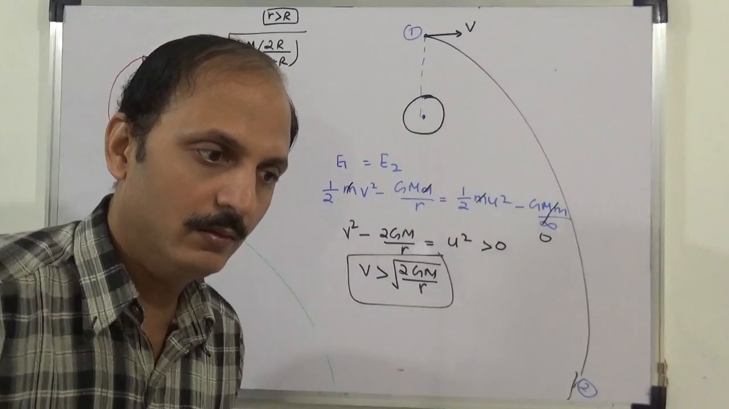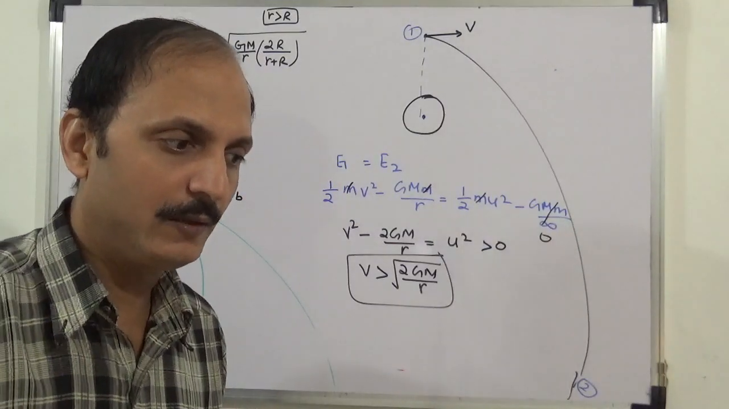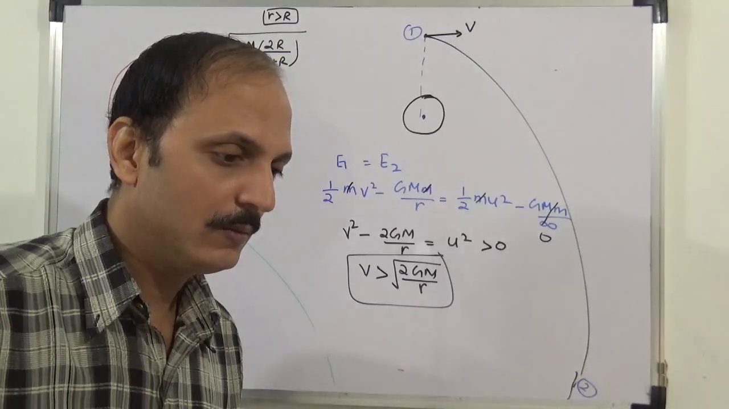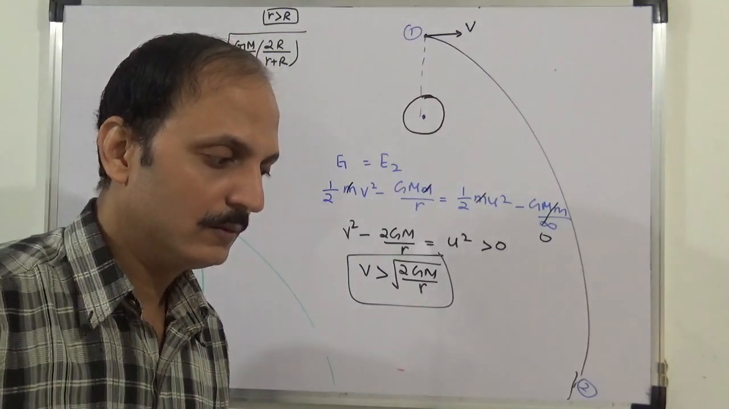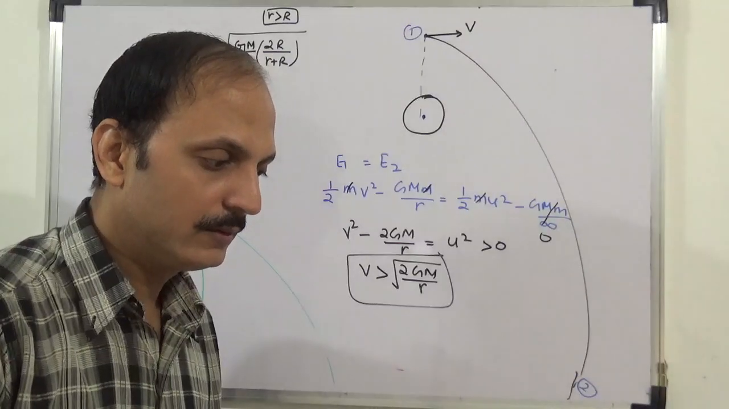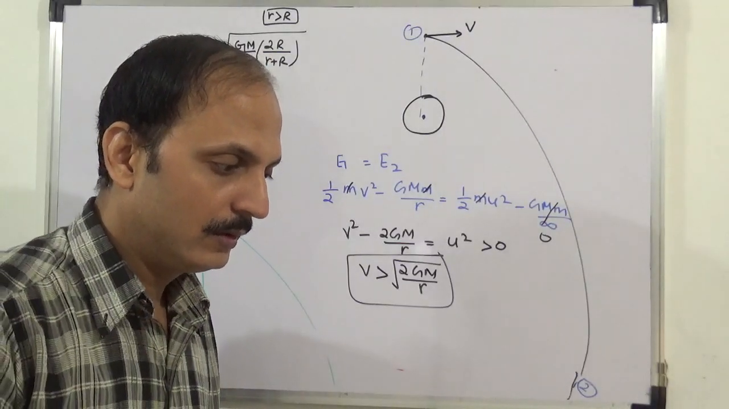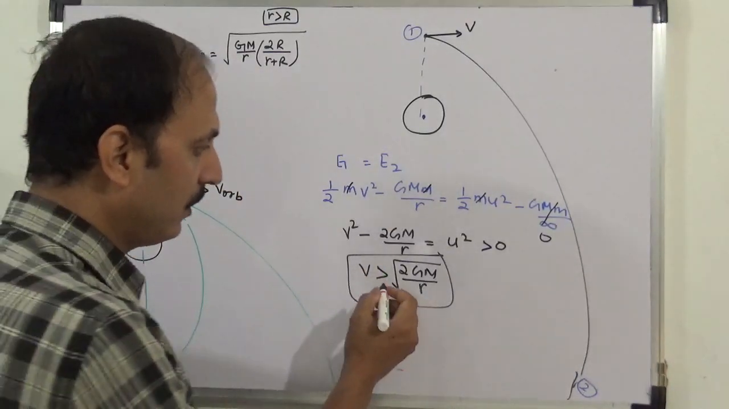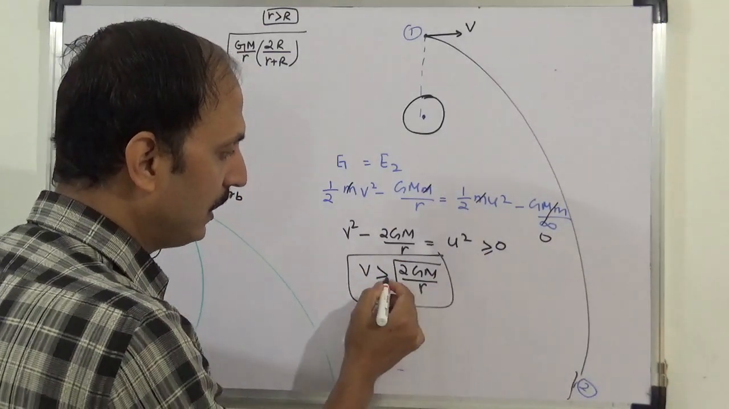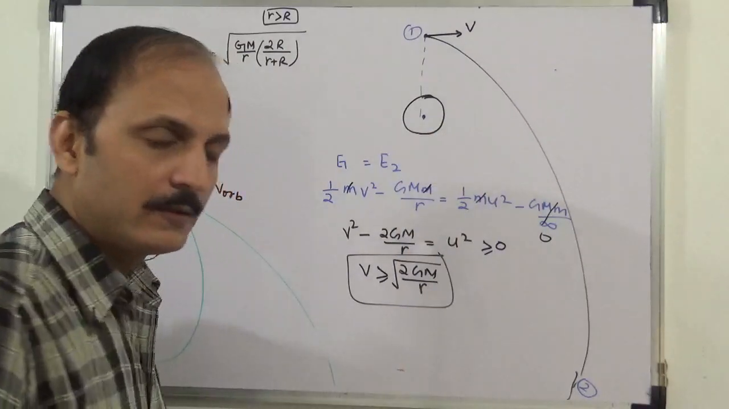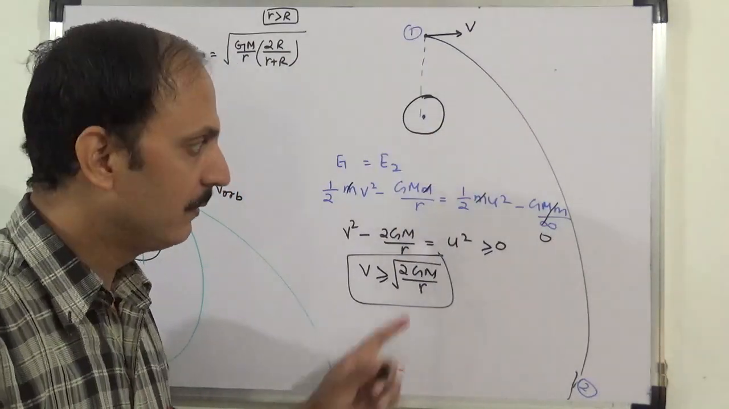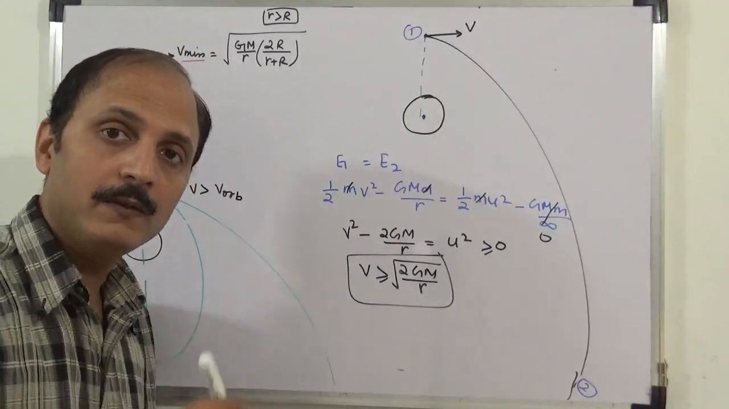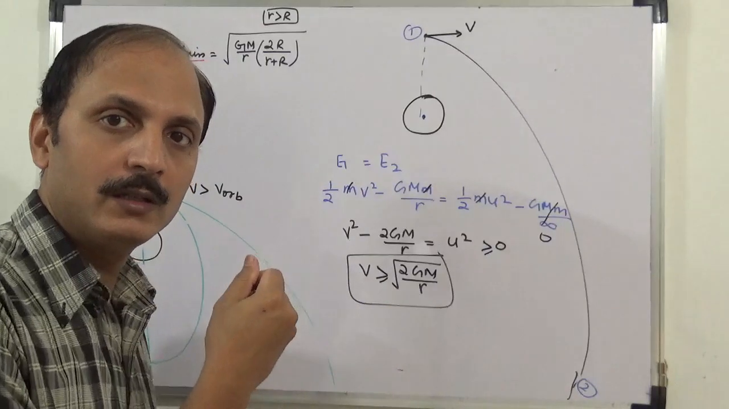It will escape the earth's gravitational field. Okay, so this is the next case that we have. Here, greater than or equal to, I have taken equal to, it will just be sufficient where U becomes 0 at a very far distance. If U becomes 0 at a very far distance, then the earth will not pull it.